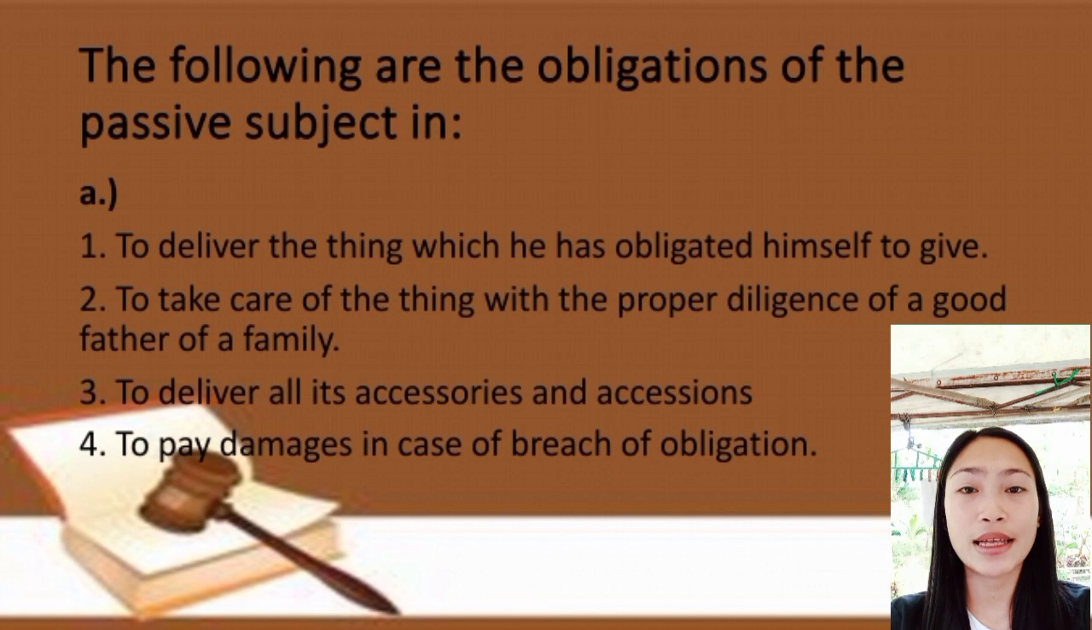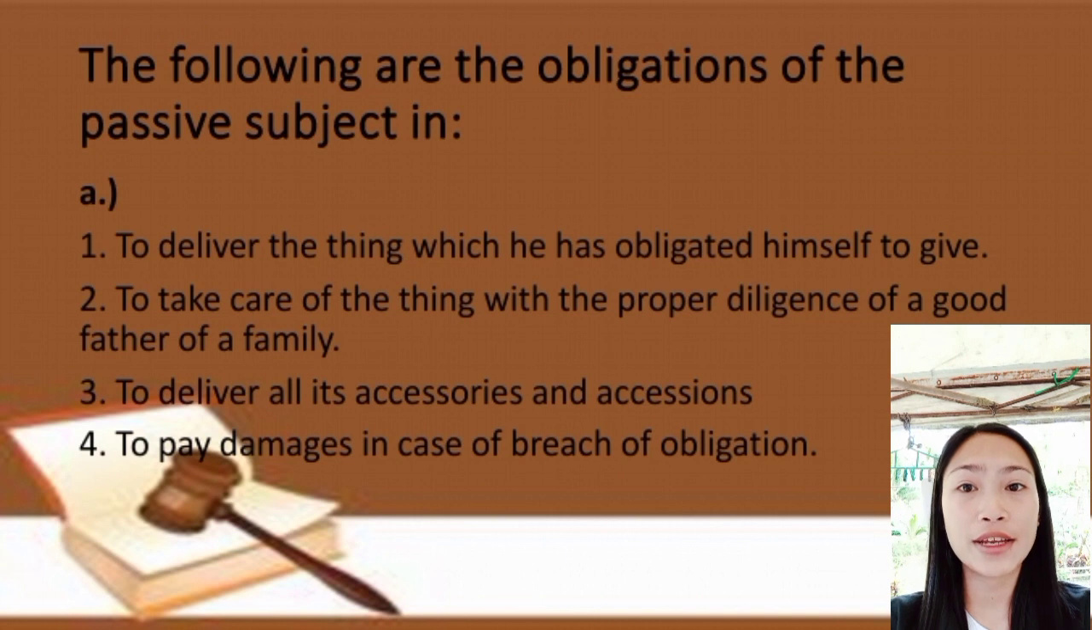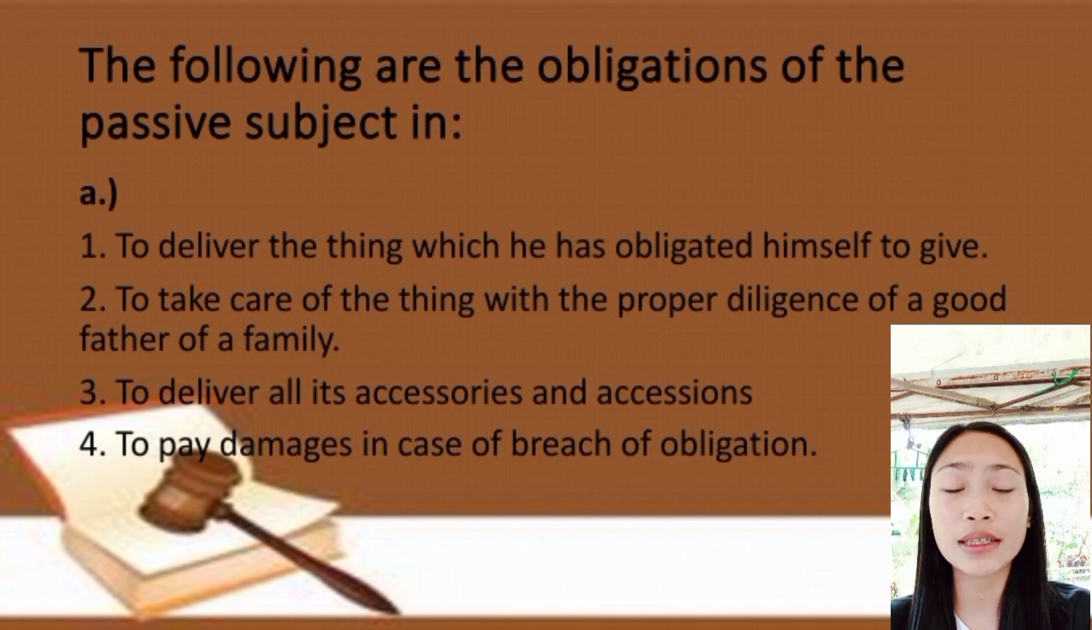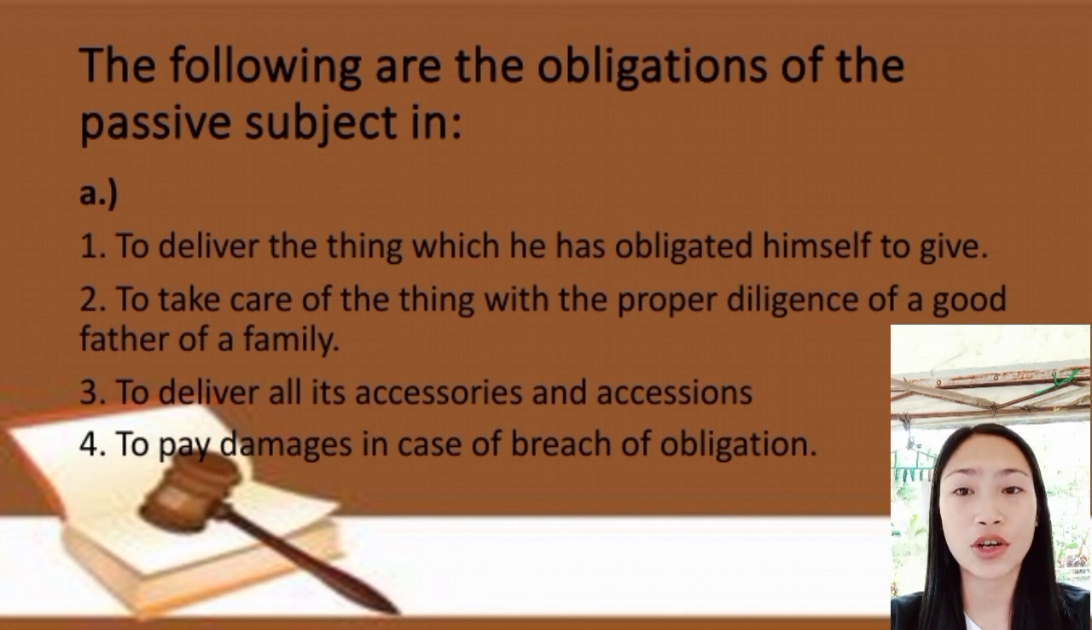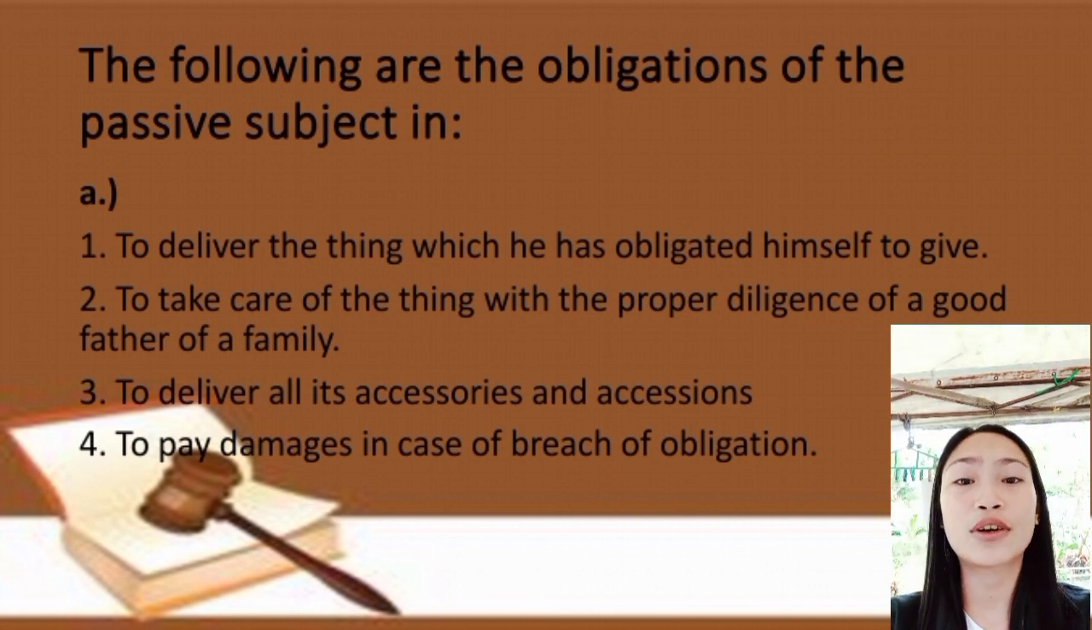So it is important to identify the prestation in a certain obligation. Once the prestation is identified, you can determine who the passive subject is, whom the active subject can demand fulfillment of the obligation from. The following are the obligations of the passive subject. First, to deliver the thing which he has obligated himself to give. Second, to take care of the thing with the proper diligence of a good father of a family. Third, to deliver all its accessories and accessions. Fourth, to pay damages in case of breach of obligations.